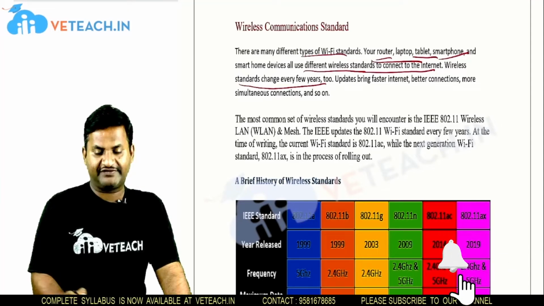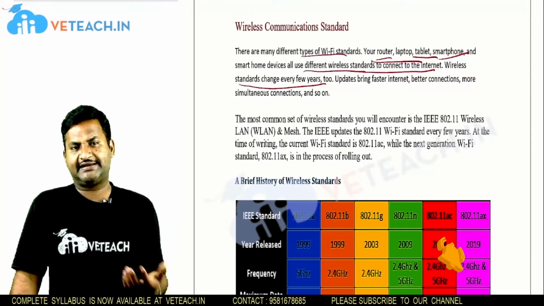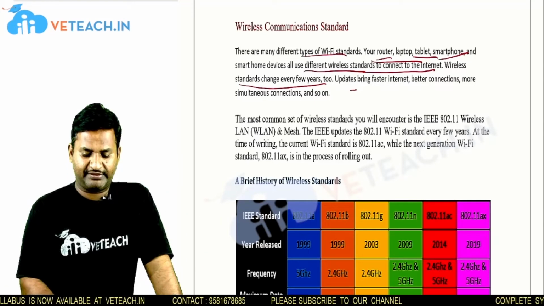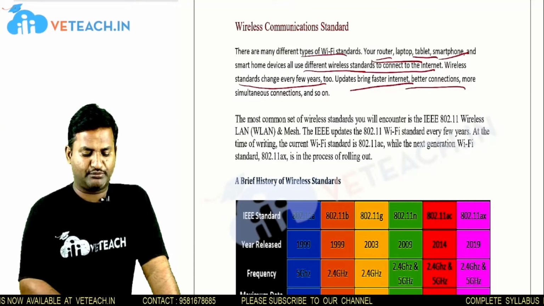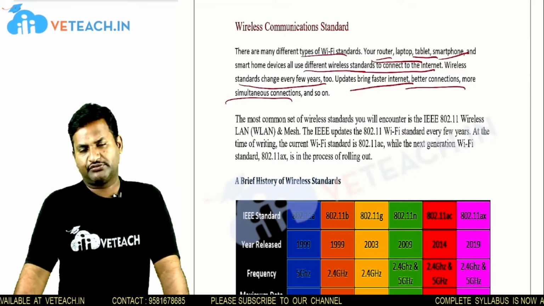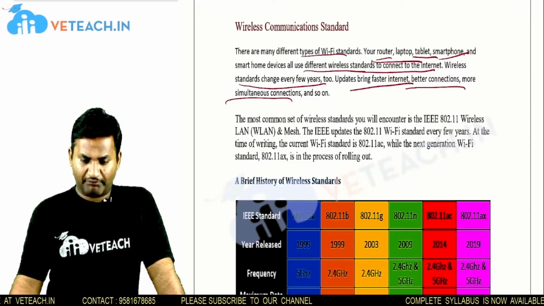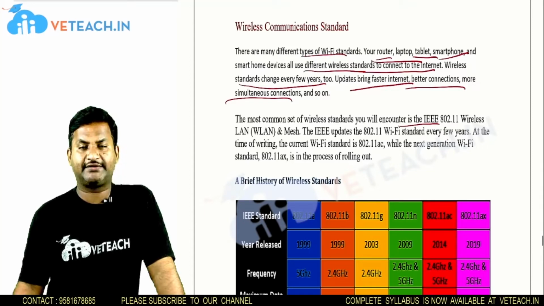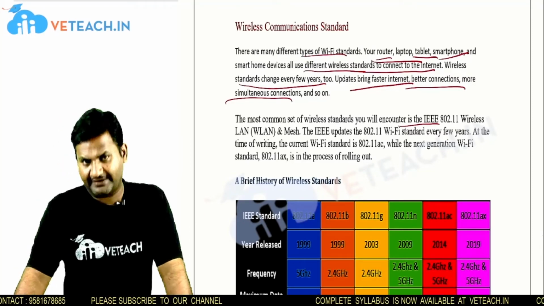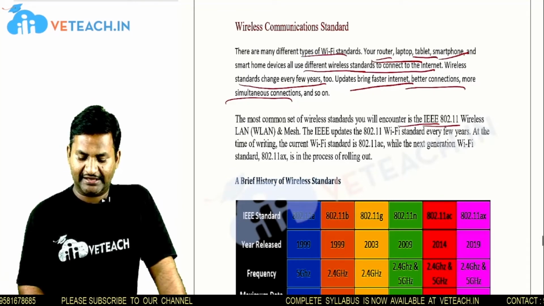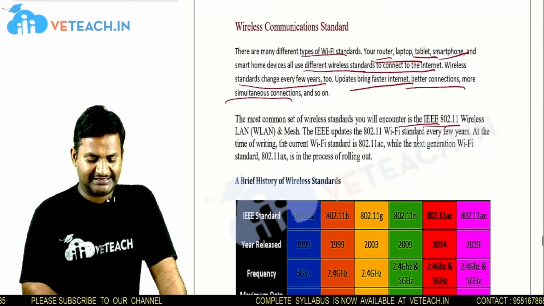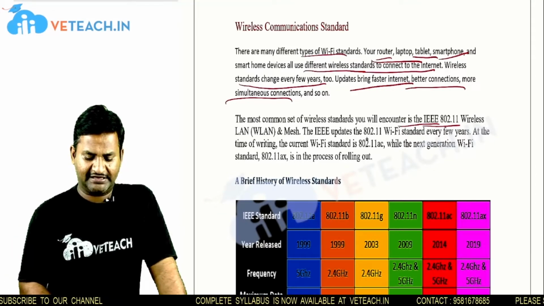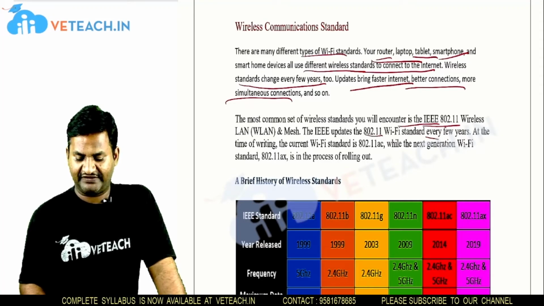Wireless standards change every few years, because technology develops very well. Updating brings faster internet, better connections, more simultaneous connections and so on. So what are the different types of Wi-Fi available? The most common set of wireless standards you will encounter is IEEE 802.11. This is the protocol: IEEE 802.11 wireless LAN, and 802.11 wireless LAN mesh, the same technology.